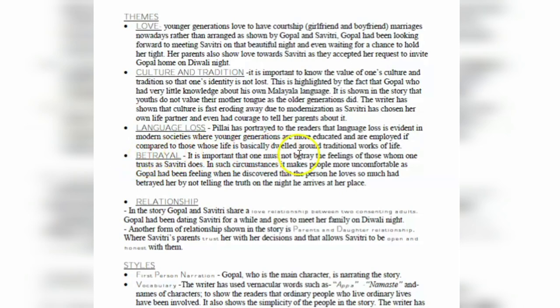It is important that one must not betray the feelings of those whom one trusts, as Savitri does. In such circumstances, it makes people uncomfortable, as Gopal had been feeling when he discovered that the person he loved so much had betrayed him by not telling the truth on the night he arrives at her place. But all is forgiven because he loves Savitri. He loves Savitri so much that even though she had lied about her parents not knowing about him, he quickly forgave her and wanted to marry her at the end of the story. So that also portrays his love for Savitri.